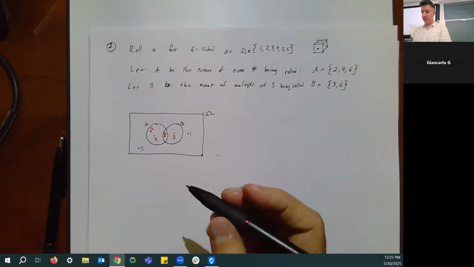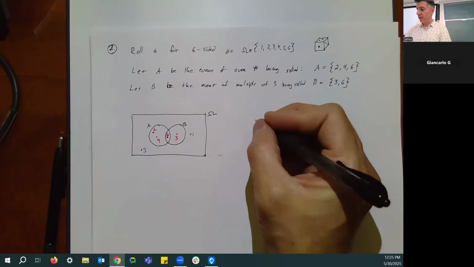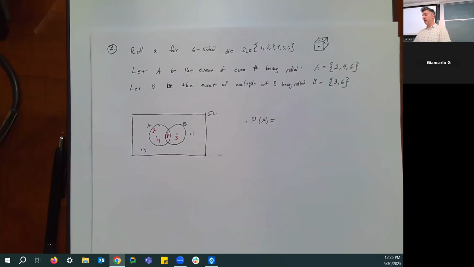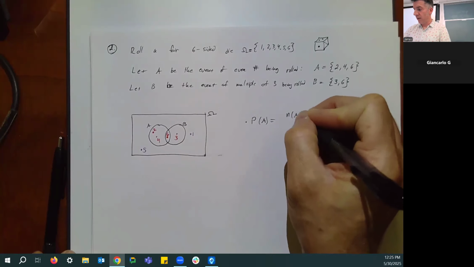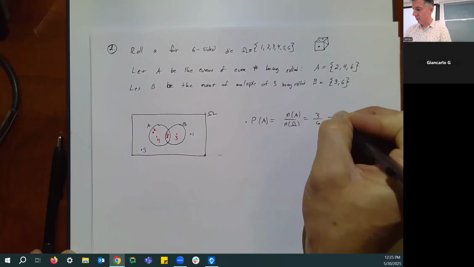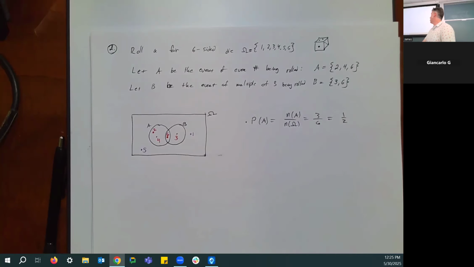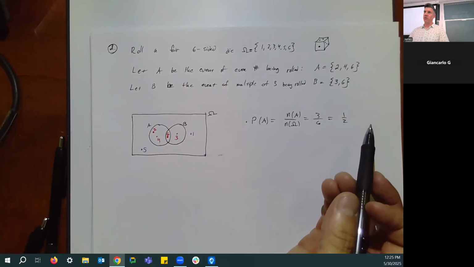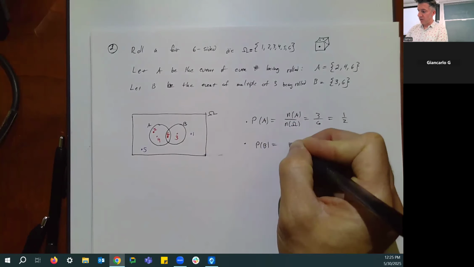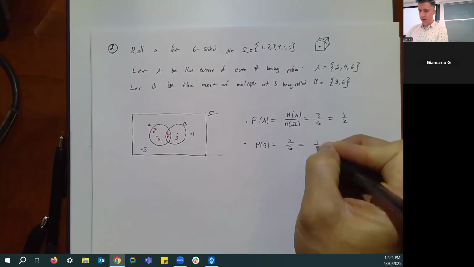We can calculate some probabilities really straightforwardly here. The probability of A, well, it's the number of things in A divided by the number of things in our sample space, which is just going to be 3 out of 6, which is 1/2. I will say I'm probably writing more than you would need to. If you were finding the probability of A, you'd just say it's 3 out of 6, which is 1/2. Similarly, the probability of B, we should just say it's 2 out of 6, which is 1/3.